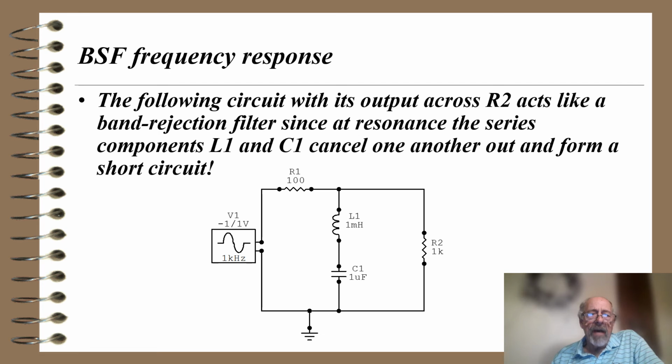So this last one is a band stop filter. The following circuit with its output across R2 acts like a band rejection filter, since at resonance the series components L1 and C1 cancel one another out and form a short circuit. Again, this idea that the inductive reactance is equal to the capacitive reactance at some frequencies is extremely important for this concept. And what happens is, again, since they're 90 degrees out of phase in opposite directions, the two add up to 180 degrees out of phase, which actually cancel one another out. And so at some frequency, that series combination of L1 and C1 acts like a short circuit.